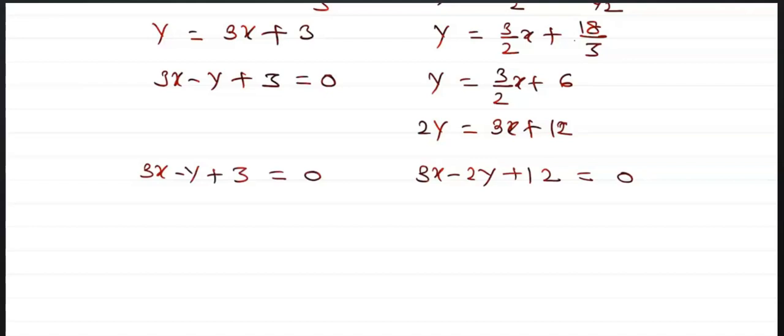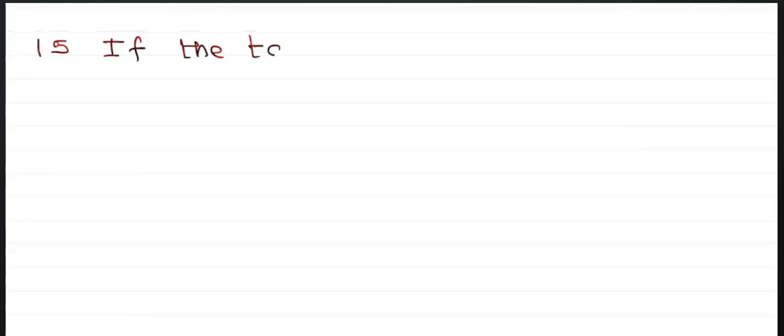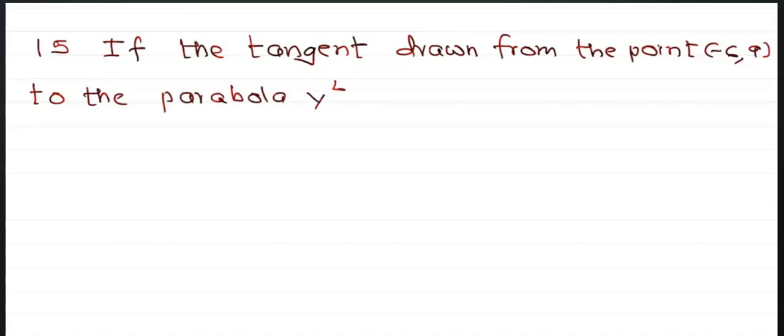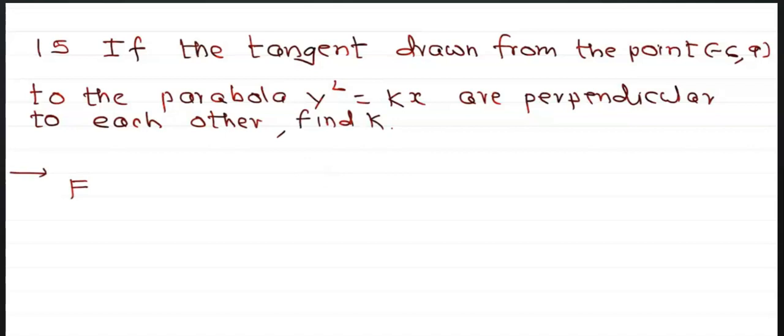That is, two tangents can be drawn from a point outside the parabola. Problem number 50. If the tangents drawn from the point minus 6, 9 to the parabola y square is equal to kx are perpendicular to each other, find k.